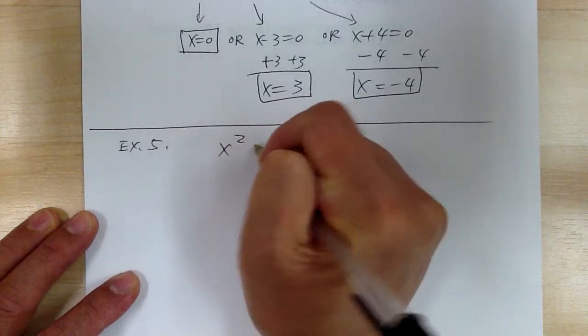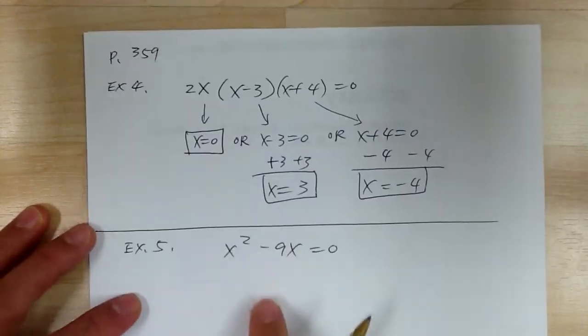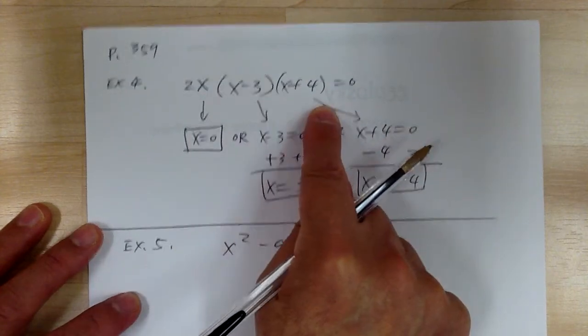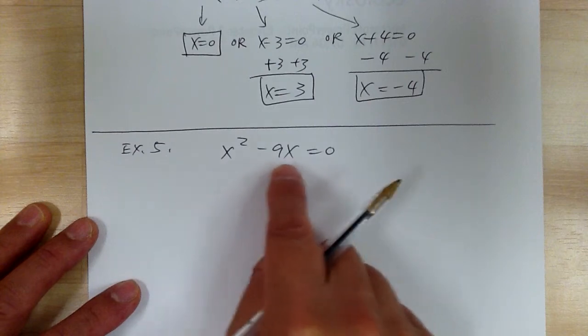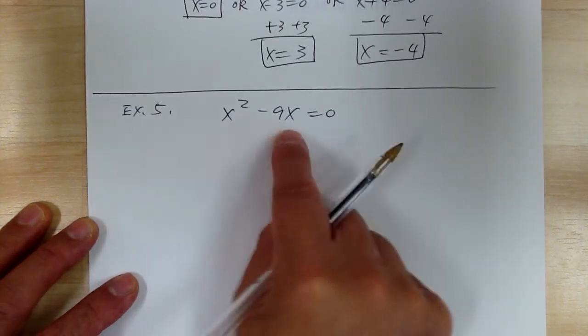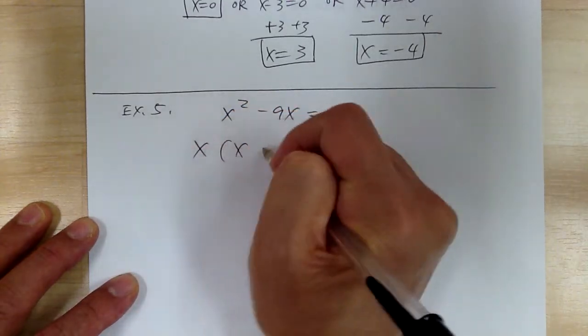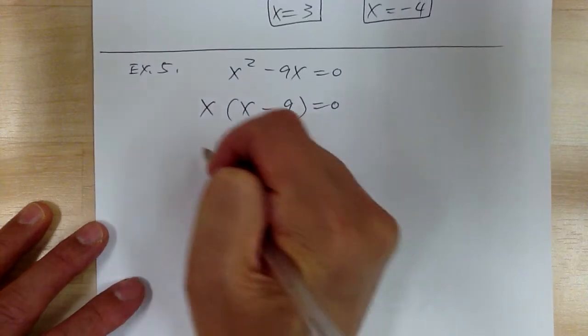You have x squared minus 9x equal to 0. So now, notice before they factored for you, but this is not factored. So what you need to do is you have to complete the factoring yourself. So again, you go through the steps of factoring. So step 1, common factor. And that's it. So now you can go and set it equal to 0.